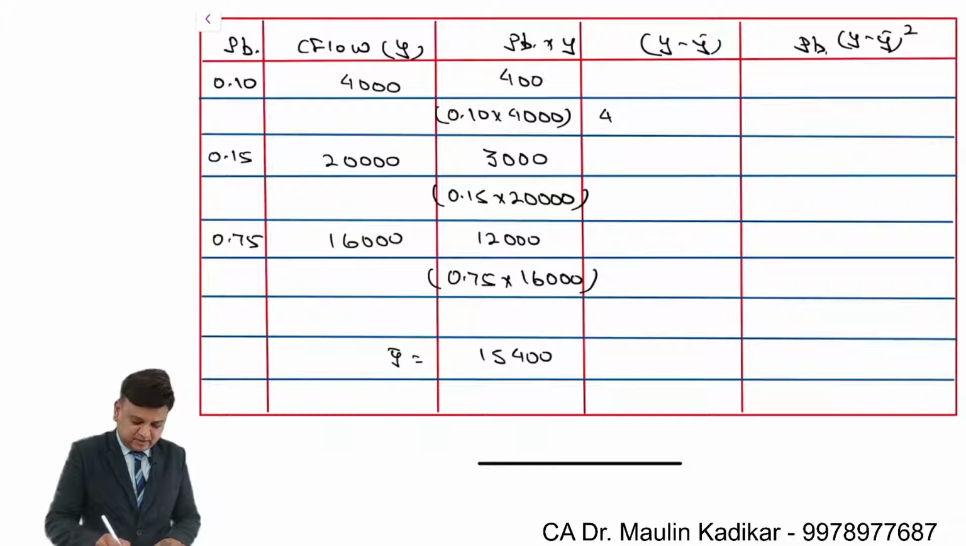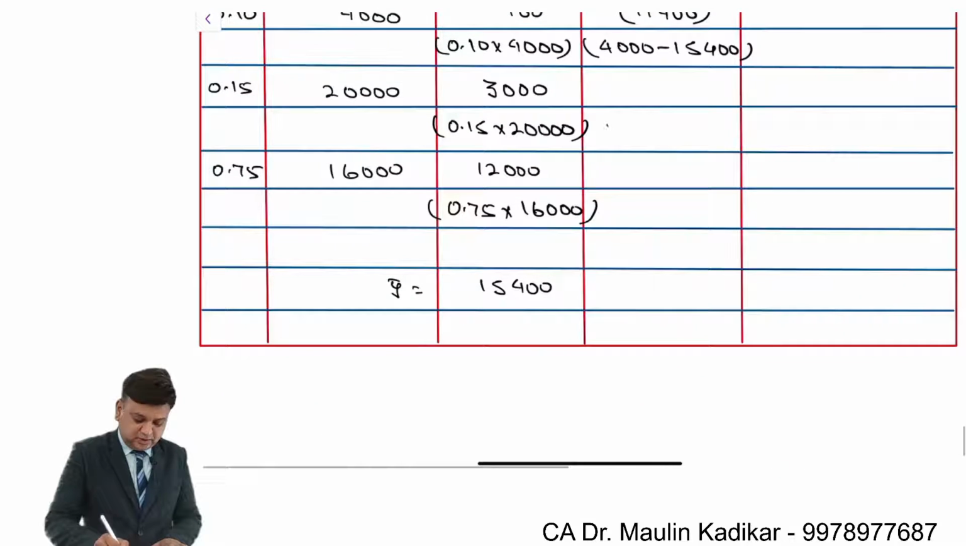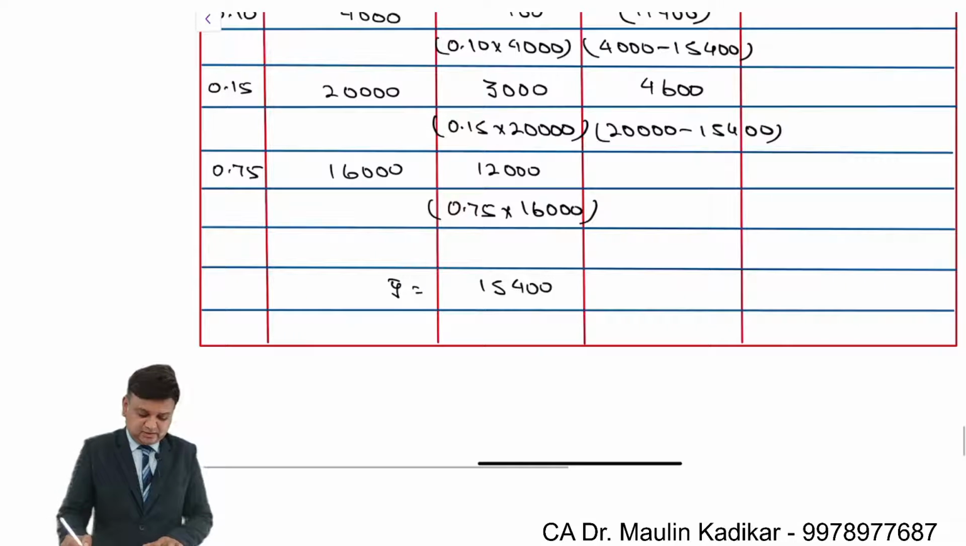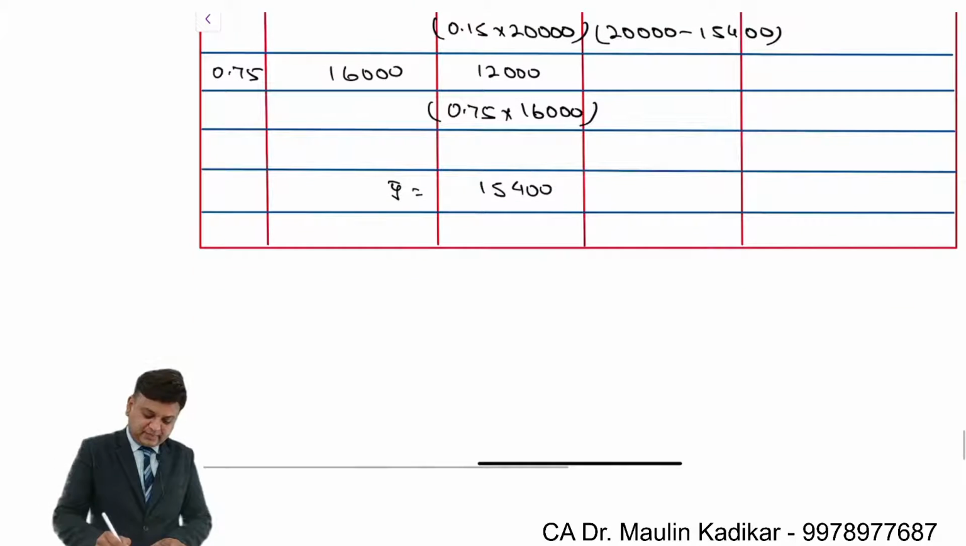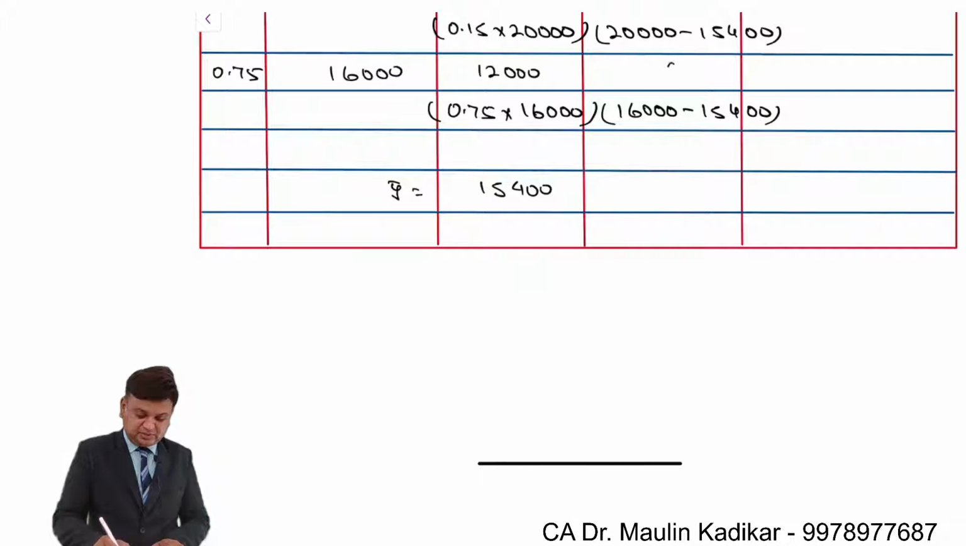Y minus y bar. 4,000 minus 15,400. So 11,400 negative. 20,000 minus 15,400. So positive 4,600. 16,000 minus 15,400. So it comes to 600 positive.